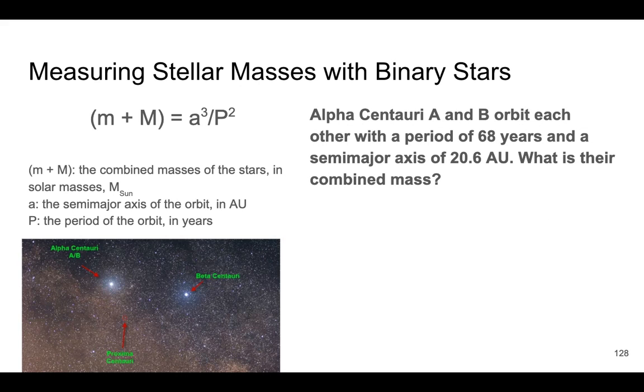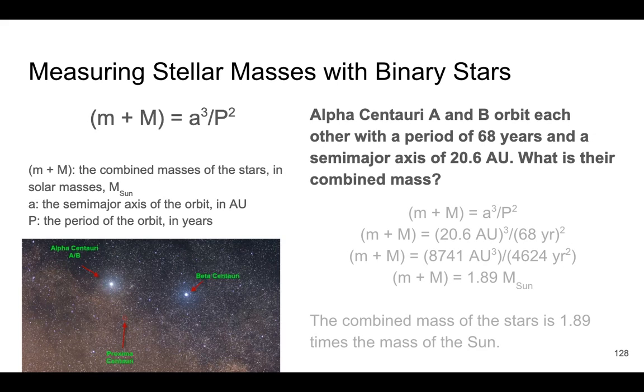Now if we look at Alpha Centauri A and B, these guys are back, they're from the beginning of the chapter. They take longer to orbit, about 68 years, and they have a semi-major axis of 20.6 astronomical units. What is their combined mass? Plug these numbers in, and you get a combined mass for these two guys of 1.89 times the mass of the sun.